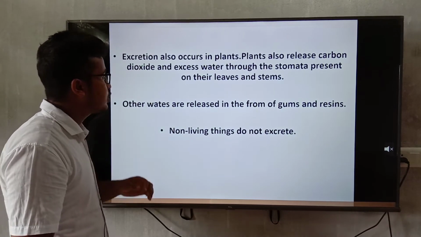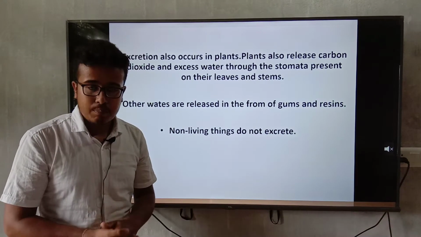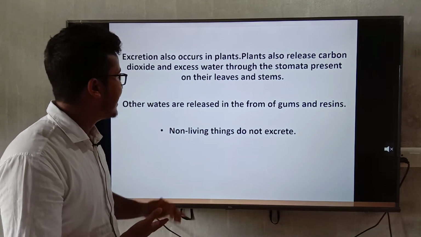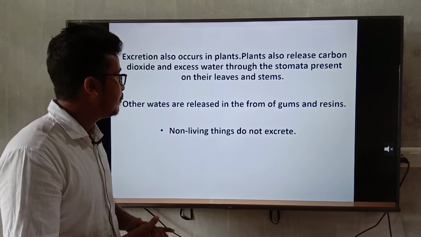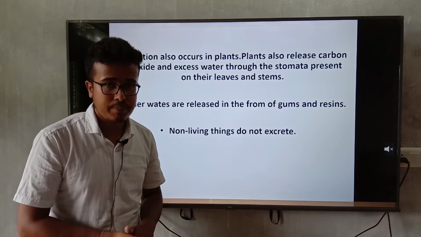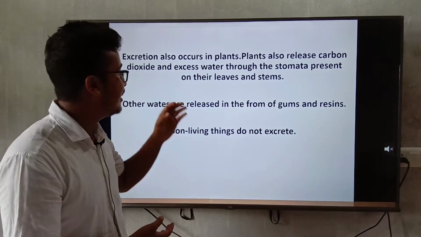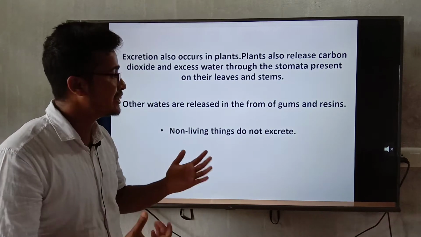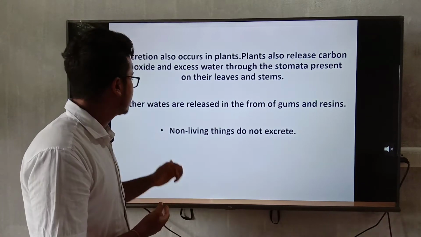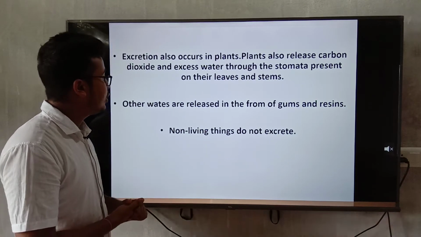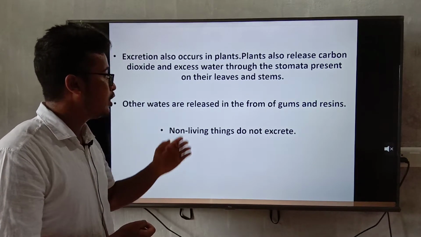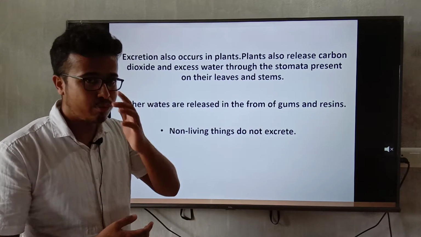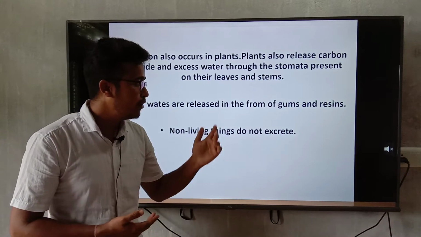Now excretion also occurs in plants. Plants also release carbon dioxide and excess water through the stomata present on their leaves and stem. Other waste products are released in the form of gums and resin.